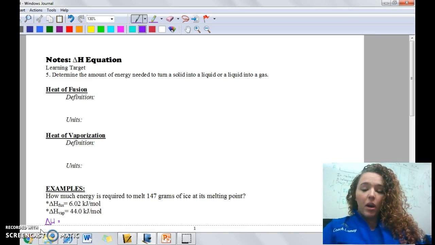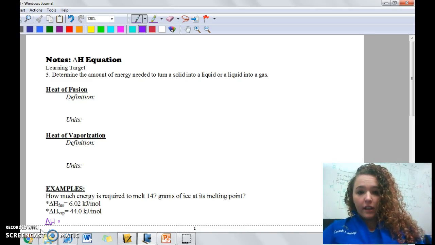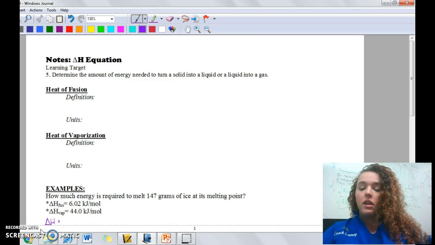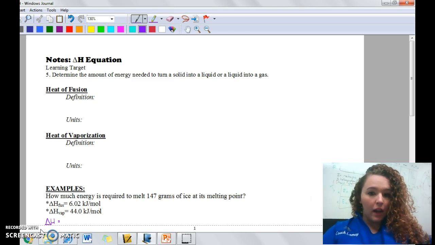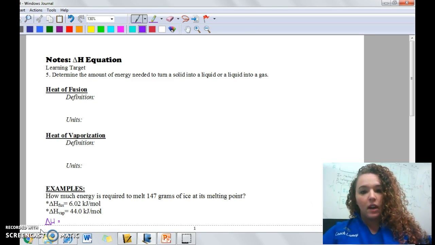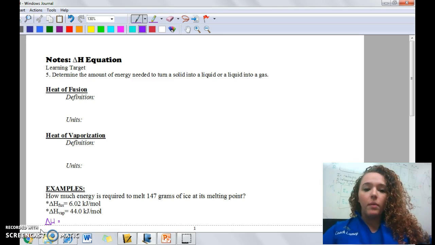Today we're going to be talking about a new heat equation, which I like to call the delta H equation. This is going to be on page 14 of your packet, and you may or may not have to pause this video as we go through to get some of the information down, because I'm going to go through kind of quickly. So delta H equation, there's kind of two versions of it.